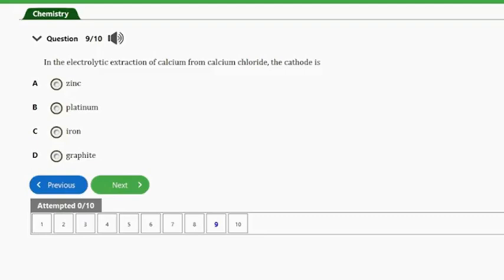So let's look at the next question, question number 9, and it says in the electrolytic extraction of calcium from calcium chloride, the cathode is A, zinc, B, platinum, C, iron, D, graphite. So guys, the answer to this question is option C, and that's iron. Iron rods are used as the cathode in the electrolytic extraction of calcium chloride.